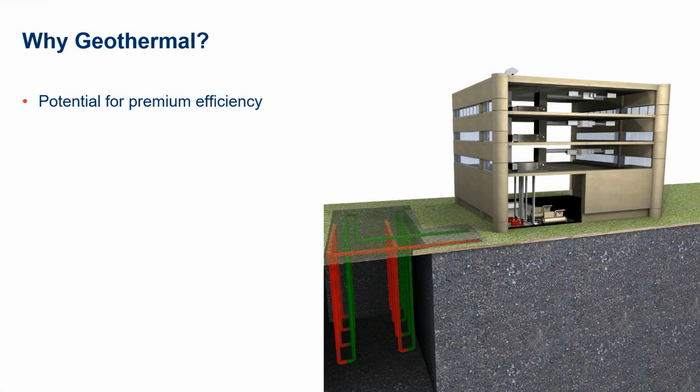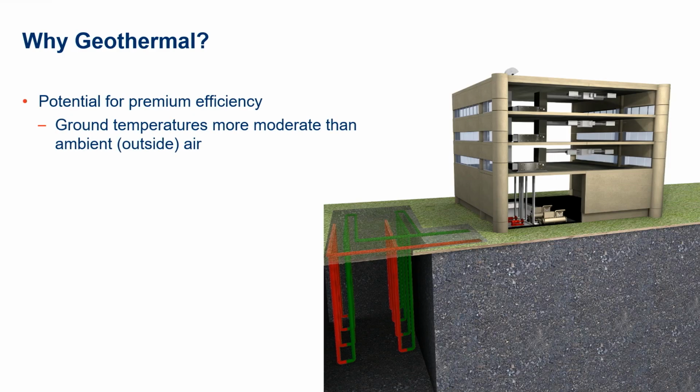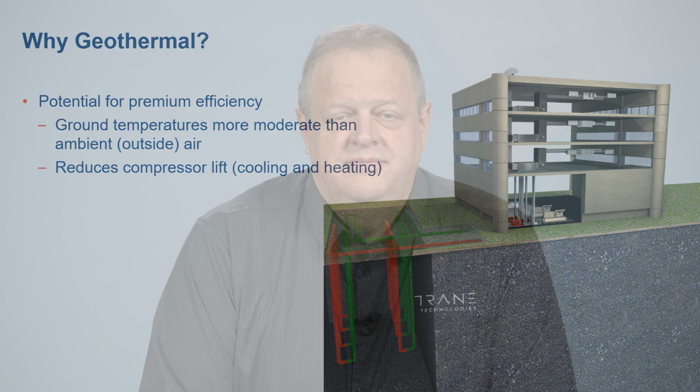Now, geothermal is intriguing because of its potential for achieving premium levels of efficiency. The ground temperature is more moderate than the ambient air. This means the compressor doesn't have to work as hard with less lift, so it uses less power. This benefit happens in the cooling season, when the ground temperature is cooler than the hot summer air, and in the heating season, when the ground is warmer than the cold winter air outside.